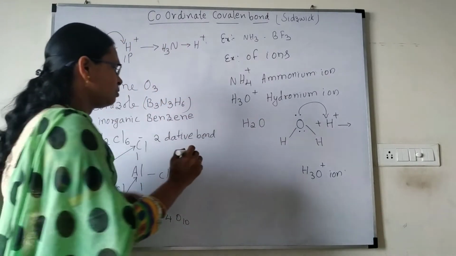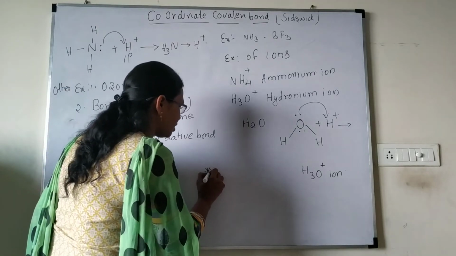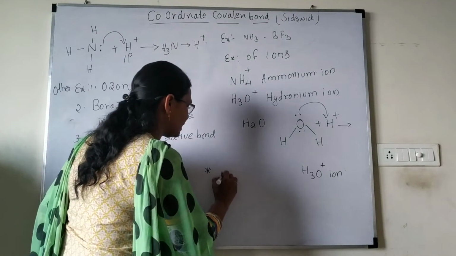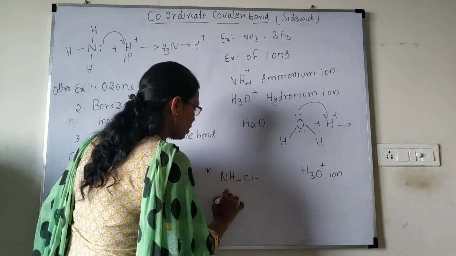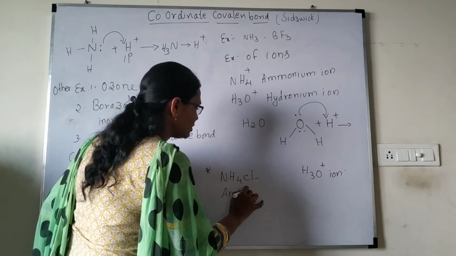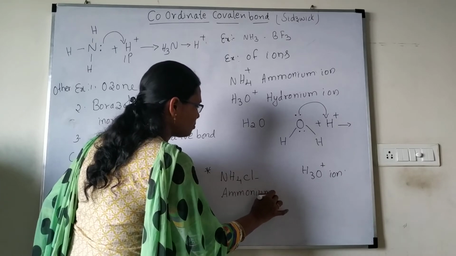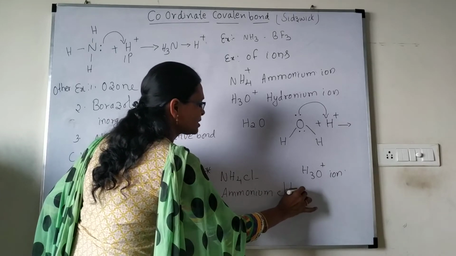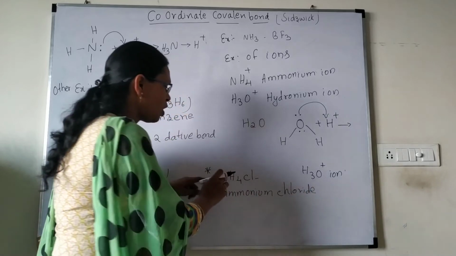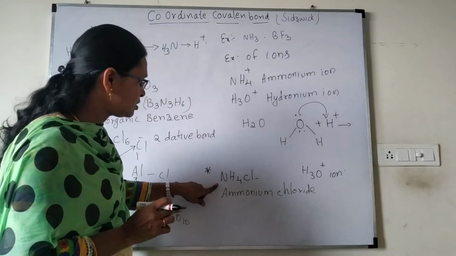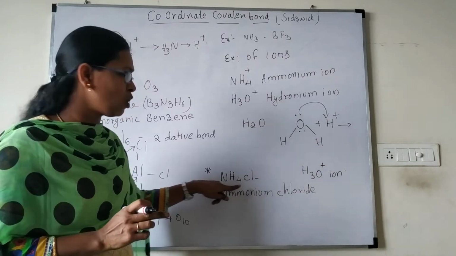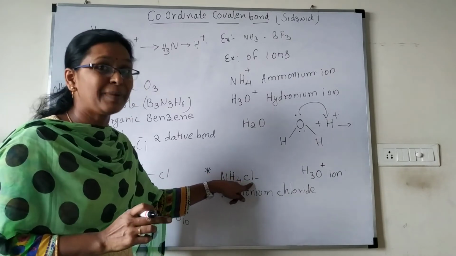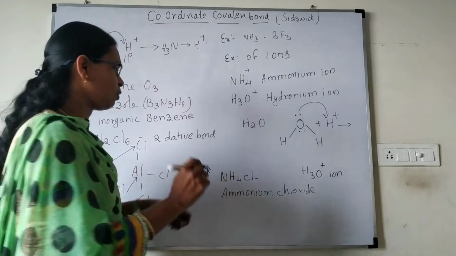And here one very important thing we should remember, one compound specifically, NH4Cl, we are calling this ammonium chloride. This compound actually, see, all are non-metallic elements, nitrogen non-metal, hydrogen non-metal, chlorine non-metal, but it has an ionic bond. How, I will show you.